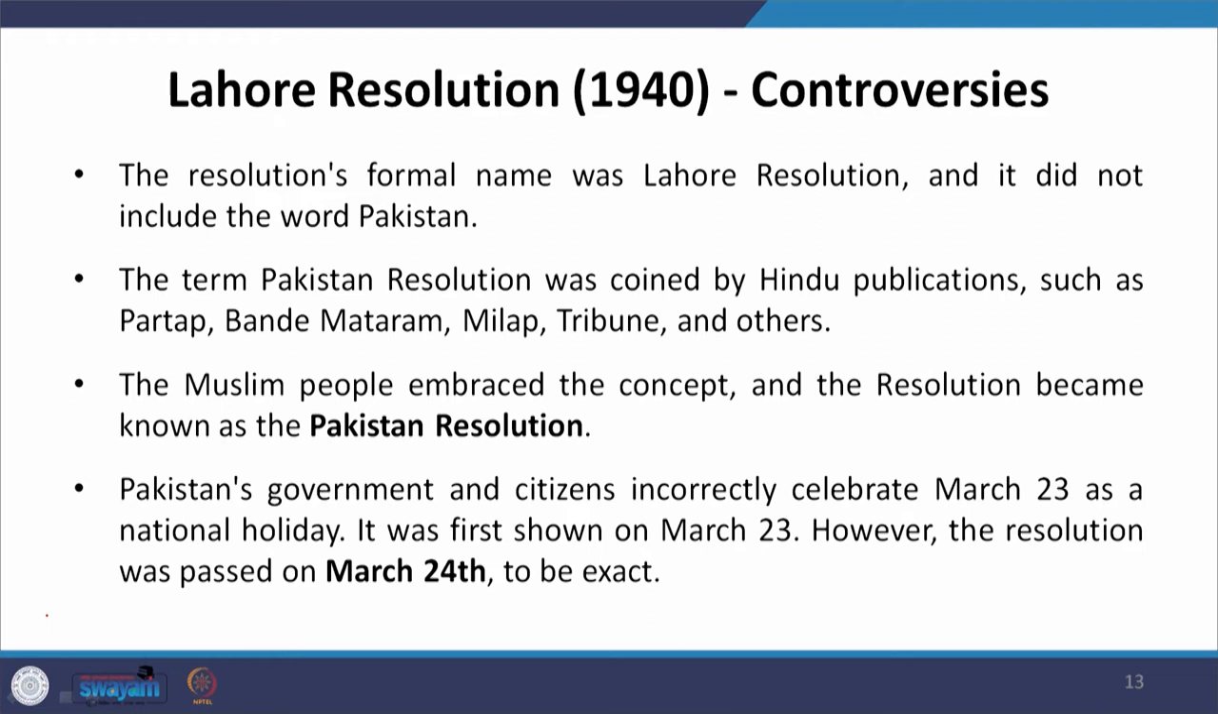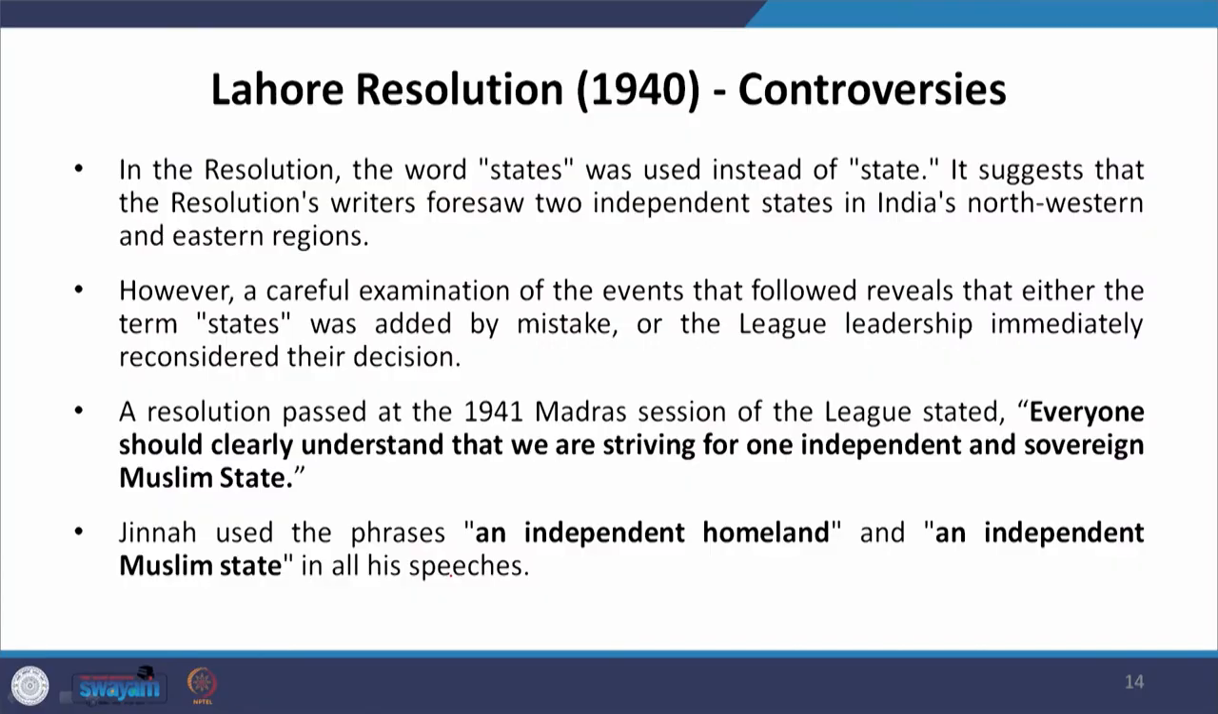Pakistan's government and citizens incorrectly celebrate March 23rd as a national holiday. The resolution was first shown on March 23rd, however, it was passed actually on March 24th to be exact. So, when we look at the different controversies around this resolution, one of the controversies centers on the word states. The word states was used instead of state, and it suggests that the resolution's writers foresaw two independent states in India's northwestern and eastern regions.